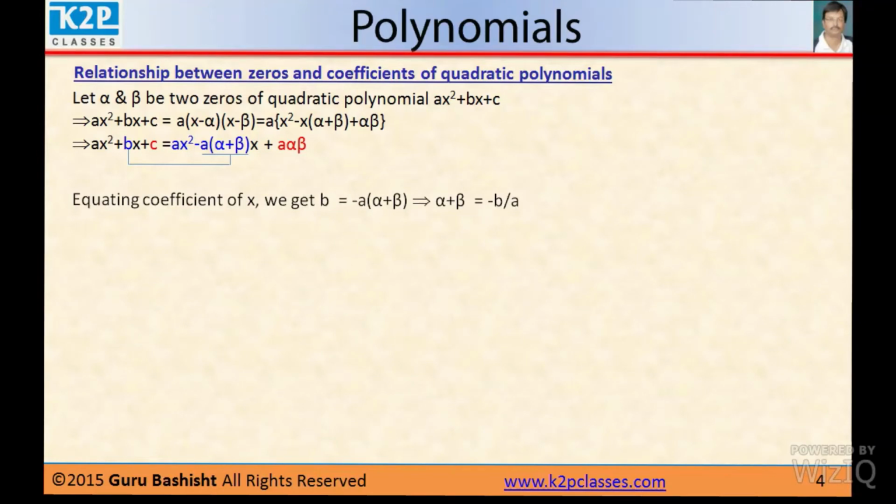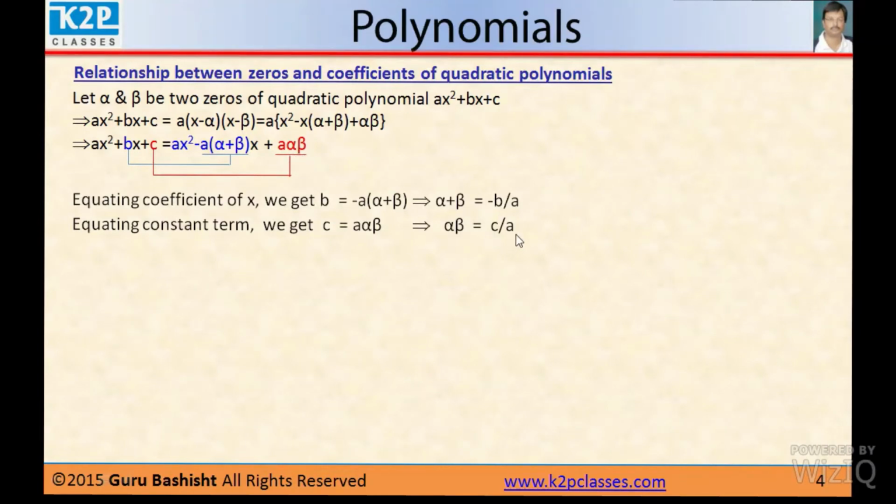So equating coefficient of x, we get b equal to minus a(alpha plus beta). So alpha plus beta equal to minus b by a. That means sum of two zeros of a quadratic polynomial is minus b by a. Equating constant term, that is c is equal to a into alpha into beta. So alpha into beta equal to c by a.